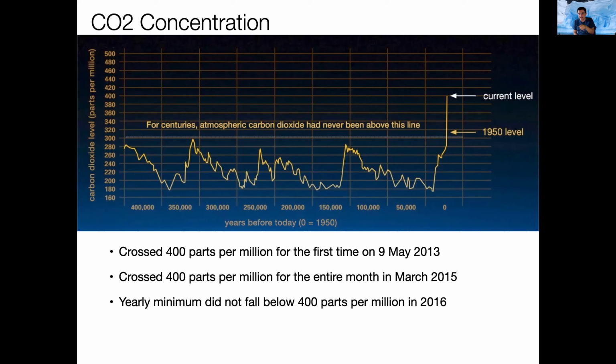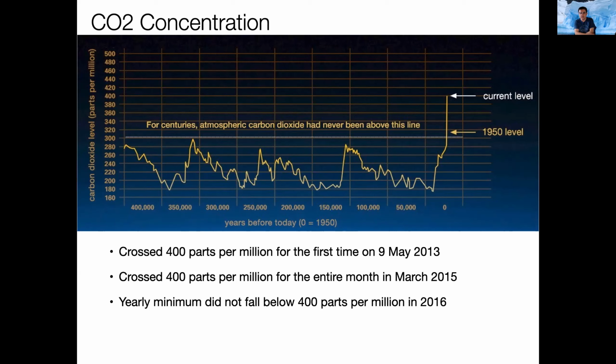Okay, and if you go back in time through the geologic record, we'll talk about how we measure this, you can see that the carbon dioxide level was always substantially lower than the levels that we see now, and substantially lower than the averages we saw in the middle of the 20th century.